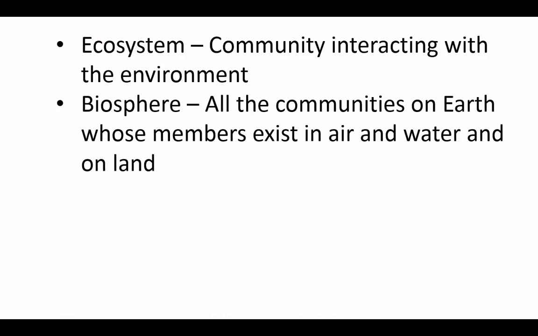Now, an ecosystem is the interactions of all of the species in a community, in an area, along with how they interact with the environment, like how they handle the amount of rainfall, or the wind, or the high temperatures. And then the biosphere is all of the different communities on Earth. It's the part of Earth that supports life.